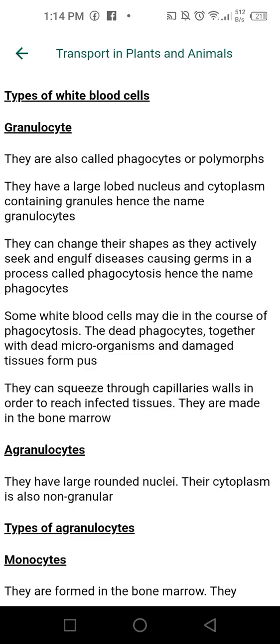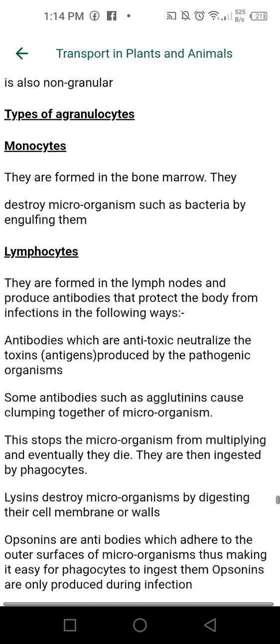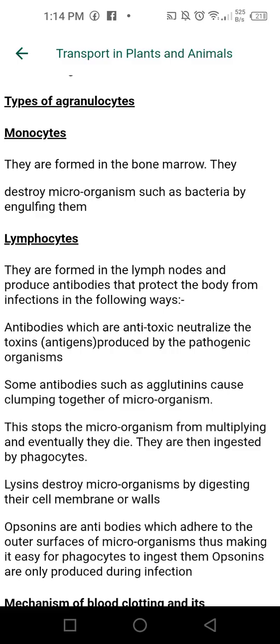Agranulocytes. They have large rounded nuclei. Their cytoplasm is also non-granular. Types of agranulocytes. Monocytes. They are formed in the bone marrow.